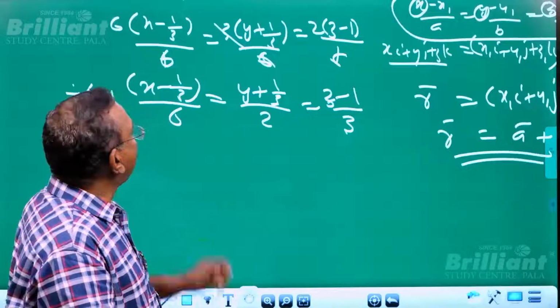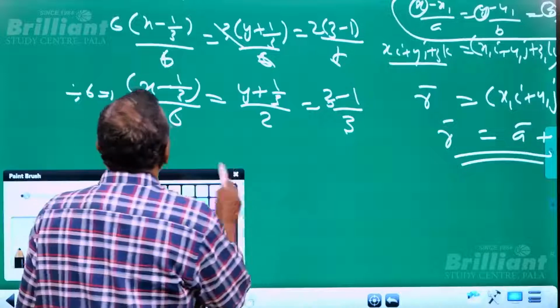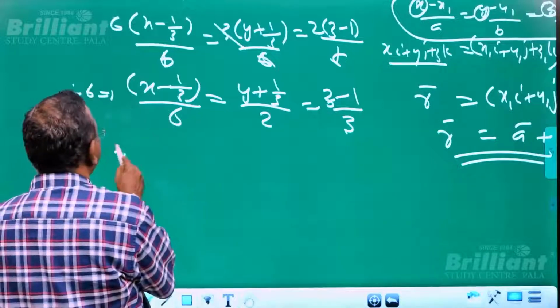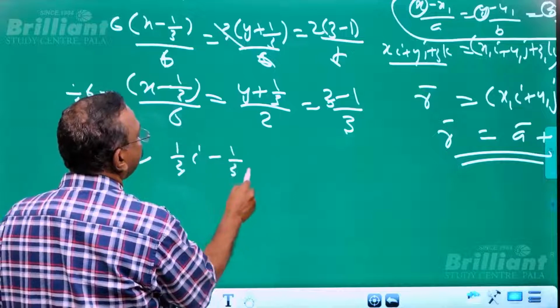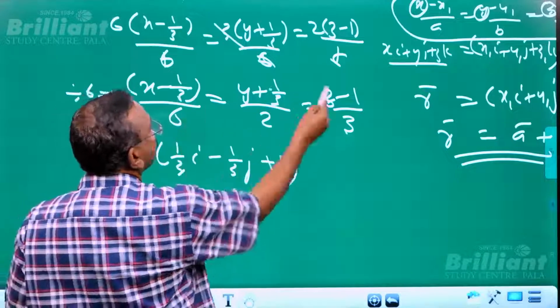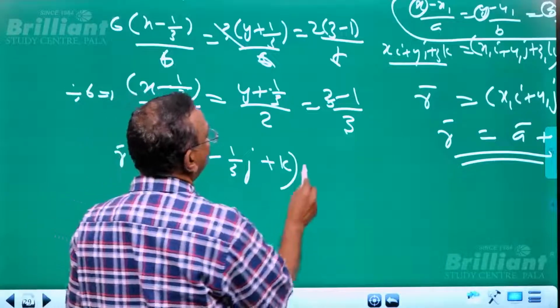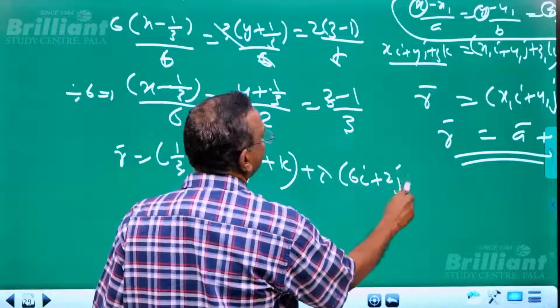Now we can narrate the equation in the pattern, which will be in the form r bar is equal to 1 by 3 i minus 1 by 3 j plus k, this coordinate, plus some lambda into 6i plus 2j plus 3k.